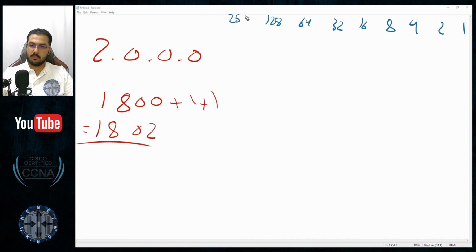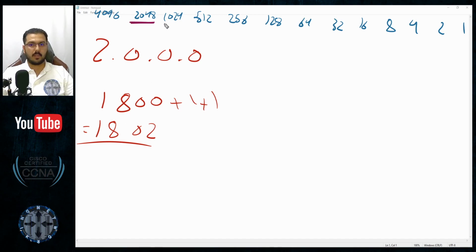128, 256, 512. Be smarter. 1024 is not enough at all. 2048 is enough. 4096 is more than enough. So if I start counting, I will definitely stop at a number that equals or is bigger than 1800. 1000 is not enough. 2000-something is bigger than 1800.